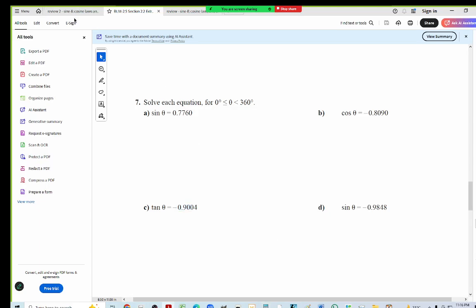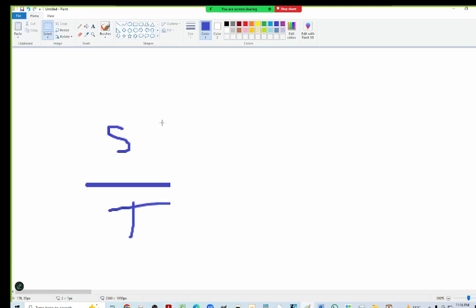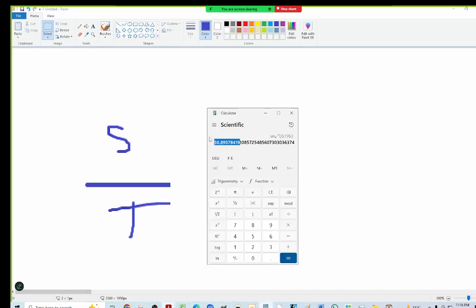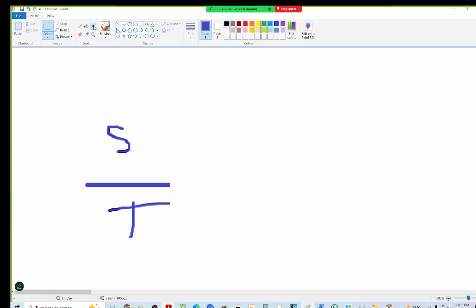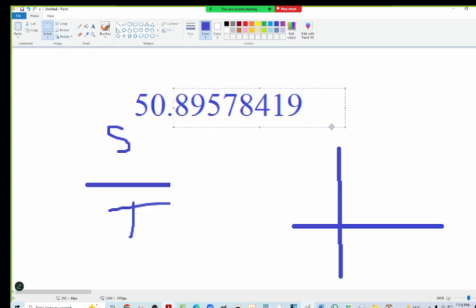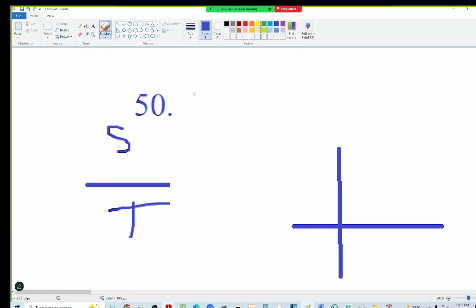What quadrant is this angle in? Let's just do this really fast. 50 is quadrant 1. Okay, hang on, sorry, I screwed it up again. Let's do 50. We'll just do it like this, and we know that it's 50.89. We're just going to make our life a little easier and call it 50.9. I know it's quadrant 1.